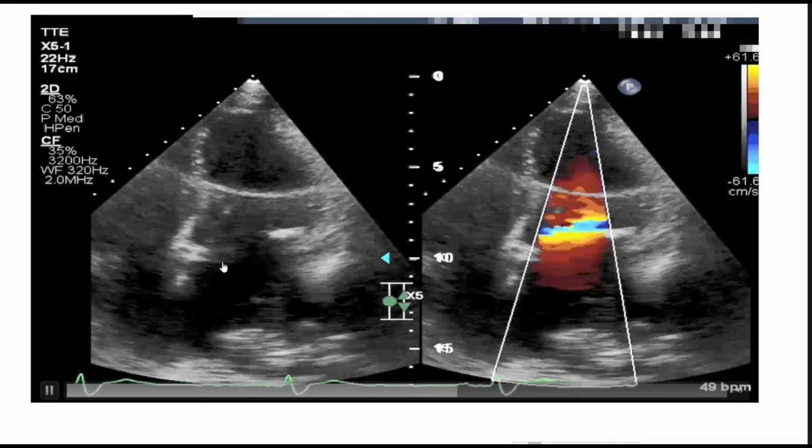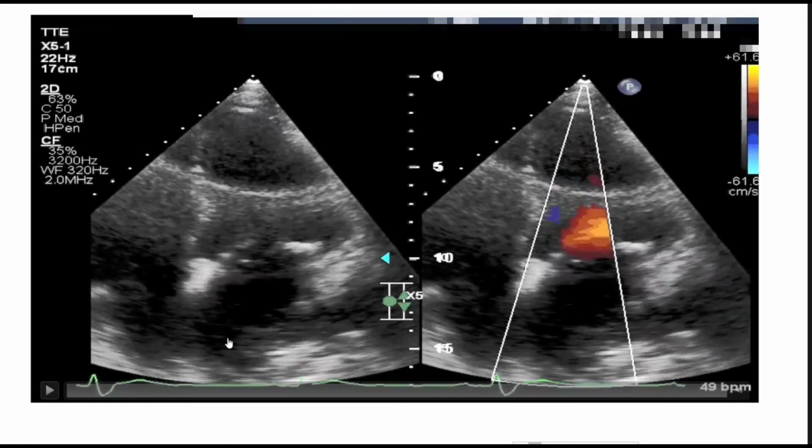Not appreciating any regurgitation. There is a little mitral regurgitation, but the aortic valve is all appearing normally. So it shows a normal functioning valve without any abnormalities. The left main stent appears to be where it should be, and working well without any wall motion abnormalities.